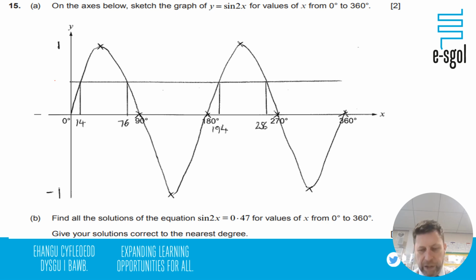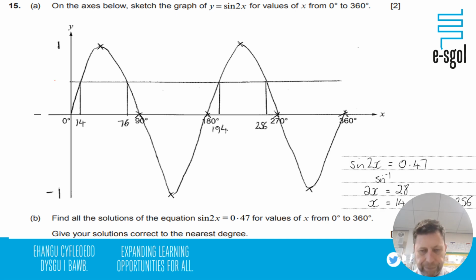So this gives me the 2x answers of 28, 152, 388 and 512, but they don't want the 2x answers, they want the x answers. So I halve all of those, leaving me with the answers of 14, 76, 194 and 256. Now again, it's another topic that you might be shown different ways in your centre.